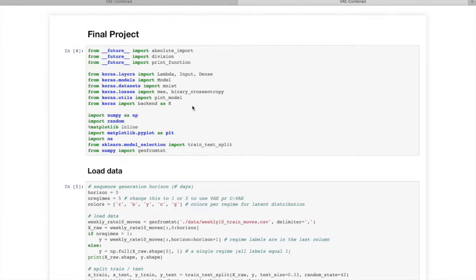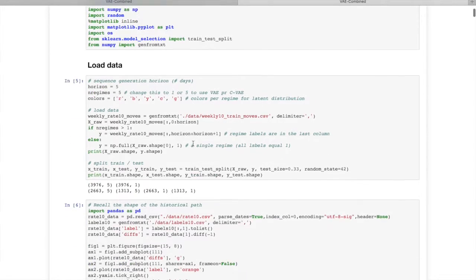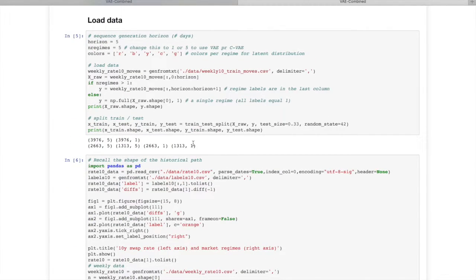First, we import the necessary modules, including Keras, NumPy, and matplotlib for visualization of results. Next, we load the data from the CSV file into arrays, which are then fed as inputs to the train test split function to separate training from the validation data.